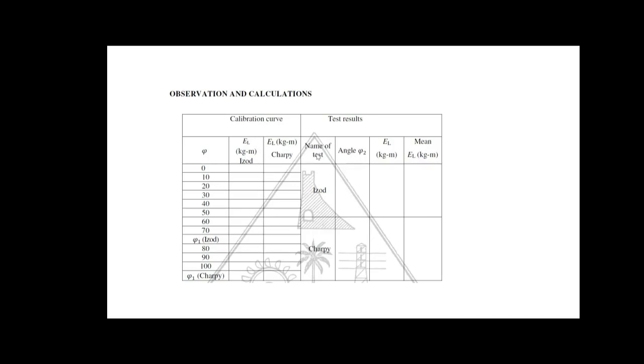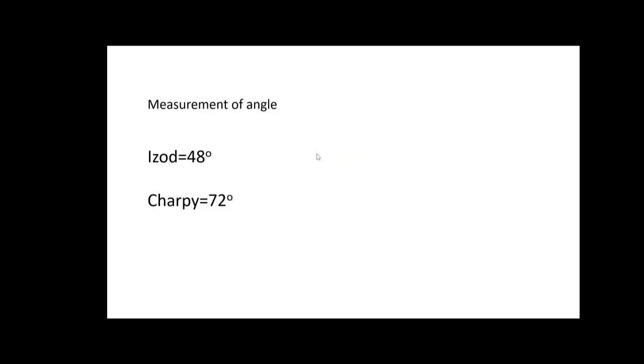If you are doing a number of tests, you take the mean value. Here we are doing only once, so you report the value. Similarly for Charpy also, we are measuring the angle and calculating the energy loss. That's all about the procedure. Now for calculation purpose, you can use these two values. For Izod, the directly measured value is 48 degree, and for Charpy, the directly measured value is 72. These are phi 2 values.